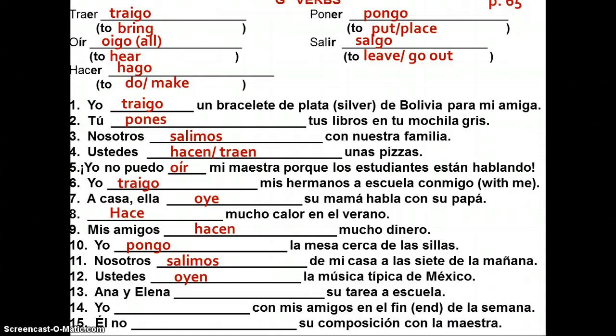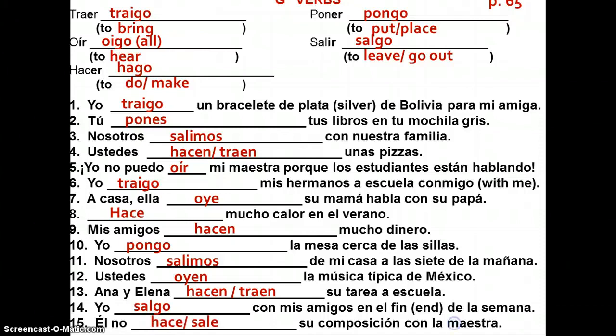Number 12, ustedes oyen la música típica de Mexico. You all listen to typical music of Mexico. Ana y Elena either hacen su tarea a escuela, they do their homework at school, or Ana y Elena traen su tarea a escuela. They bring their homework to school. Number 14, yo salgo con mis amigos en el fin de la semana. I leave or go out with my friends on the weekend.